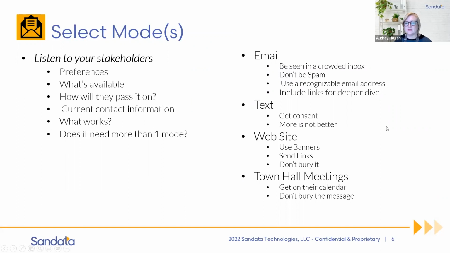Oh, here in the emails, don't be seen in the crowded email box. We don't want to be spam. We don't want to go into a quarantine so that nobody would ever see the communication you sent. Use a recognizable email address. Do not have a do not respond email address. Text, if we can do it, get consent. More is not better. Targeted. Make sure that the audience is the person who needs to take that action. Narrow it as best you can. Don't get them confused by messages that don't apply to them. They'll stop opening your emails.